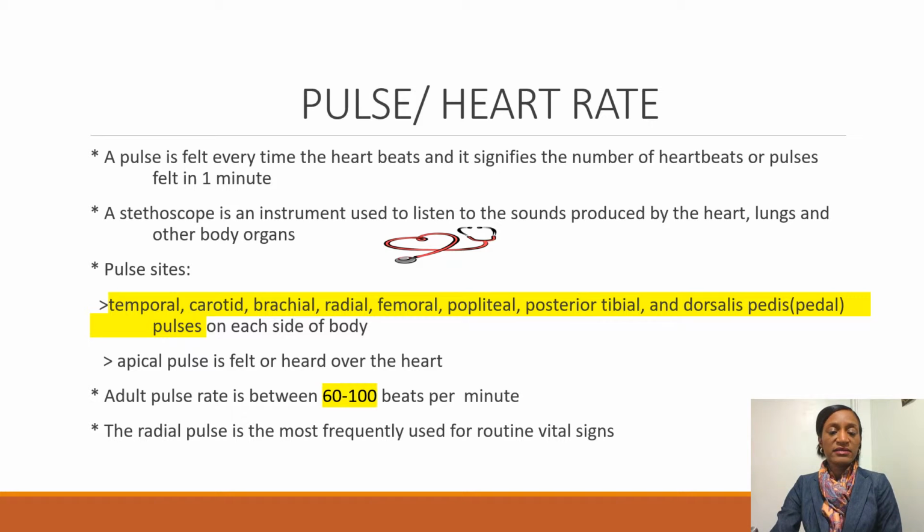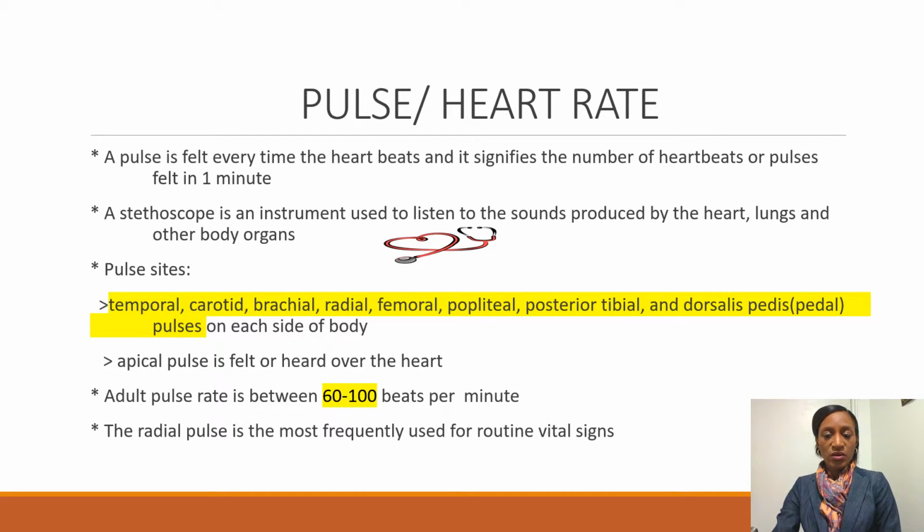So that's where you would put the stethoscope diaphragm directly over the heart area to listen to the apical pulse. Pulse sites are the temporal, the carotid, brachial, radial, femoral, popliteal, posterior tibial, dorsalis pedis is also the last one. The apical pulse, as I mentioned, is felt or heard over the heart. An adult pulse rate is between 60 to 100 beats per minute, and a radial pulse is the most frequently used for routine vital signs.